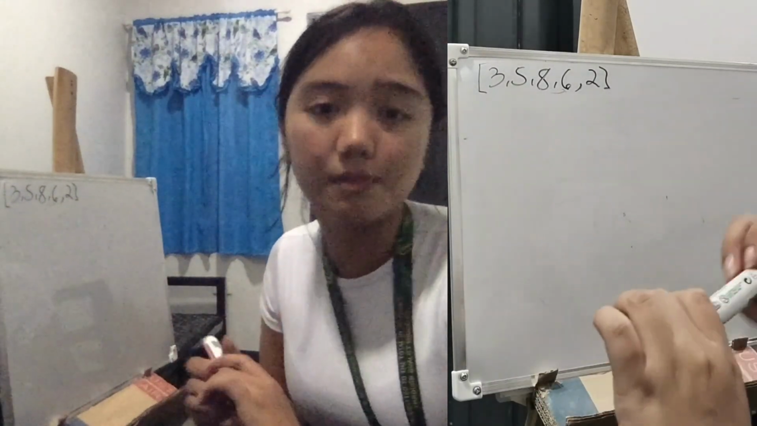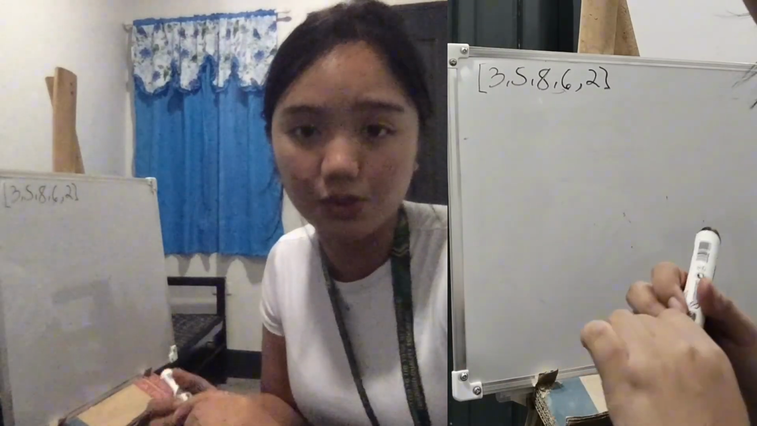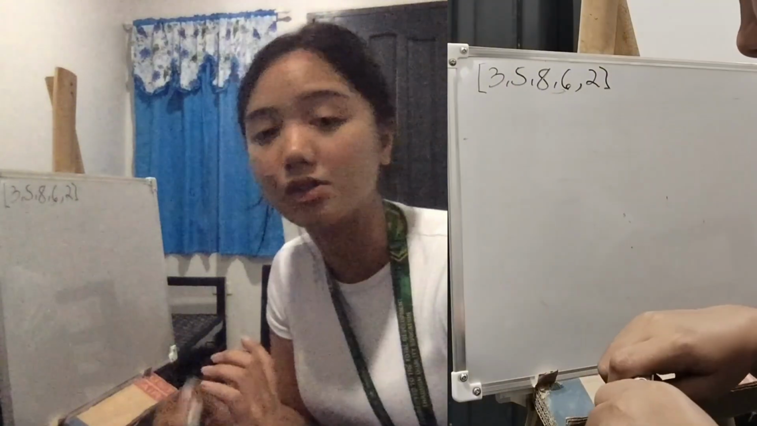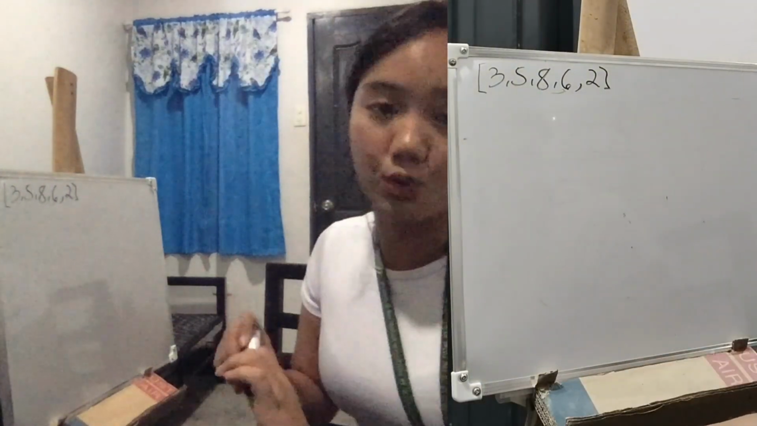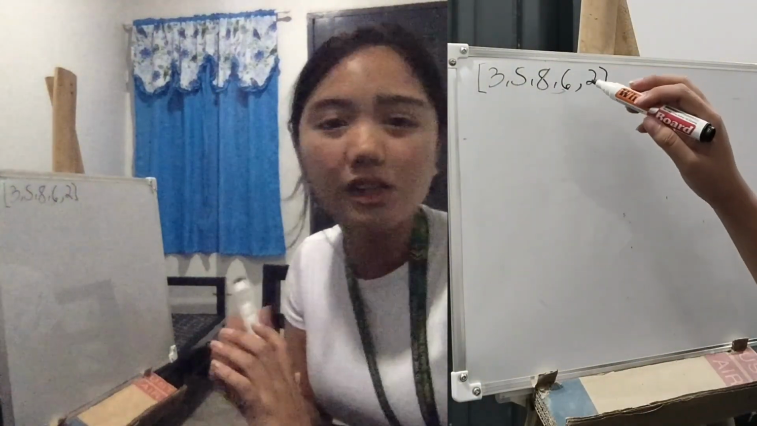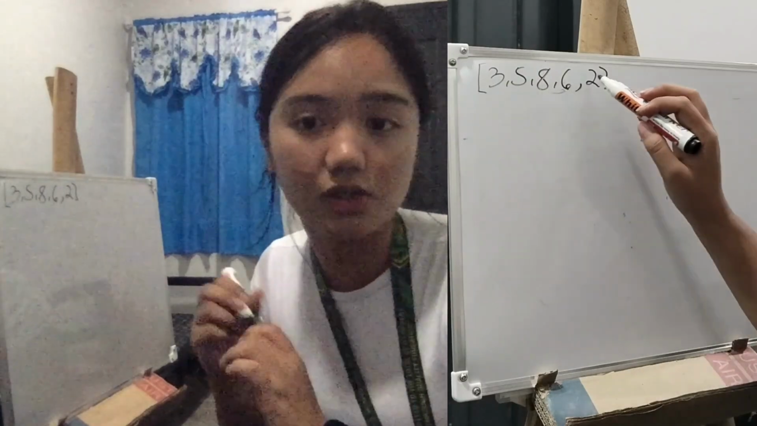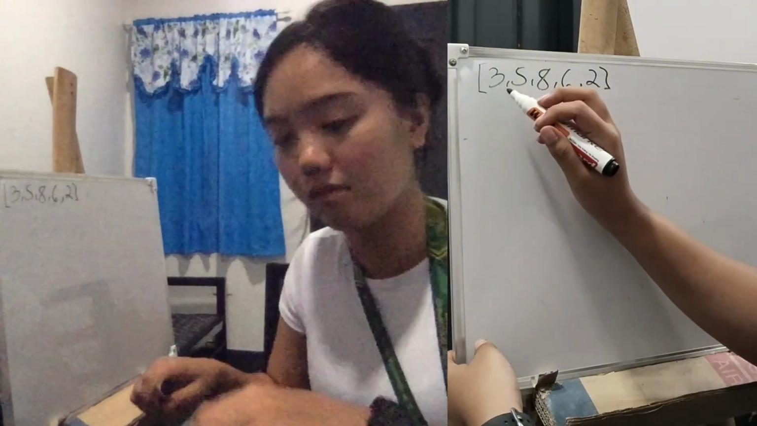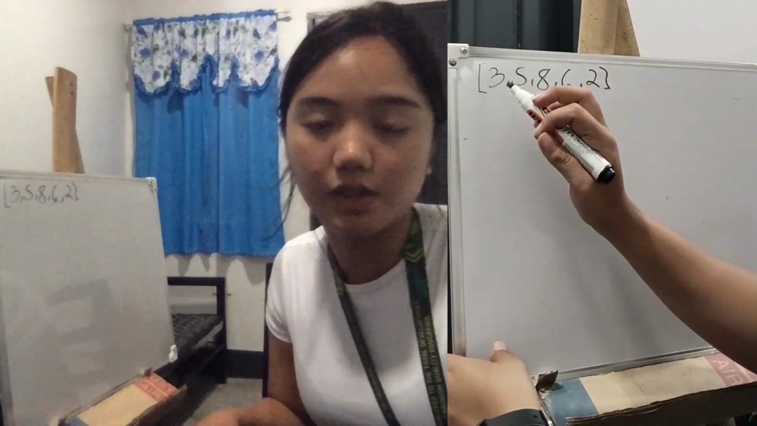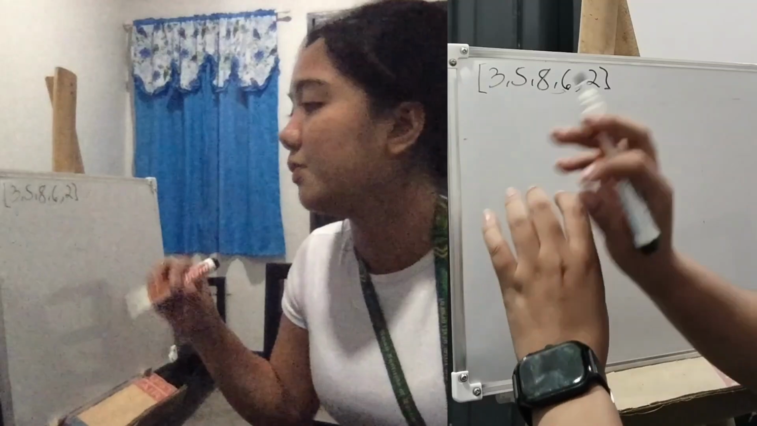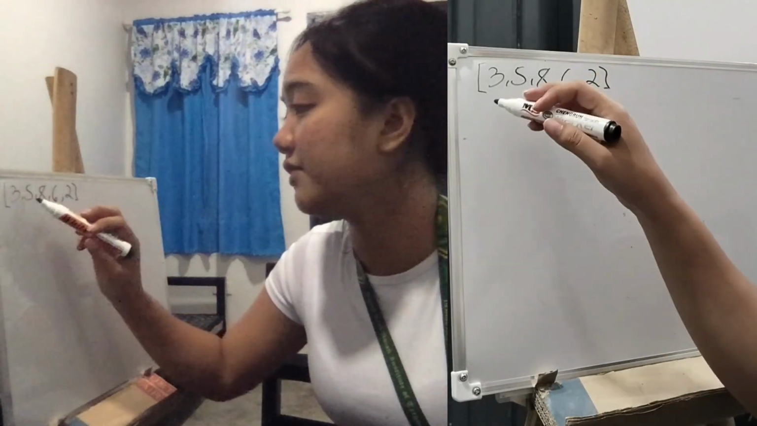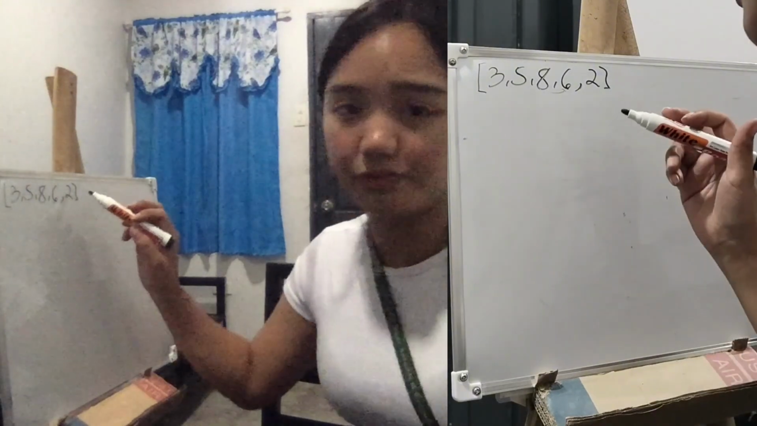Insertion sort is a simple and intuitive sorting algorithm that works by dividing the array into a sorted and unsorted part. It repeatedly picks an element from the unsorted part and inserts it into the correct position in the sorted part. So we have an example, which is the initial array is 3, 5, 8, 6, 2.